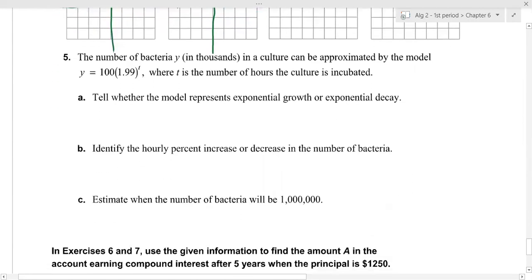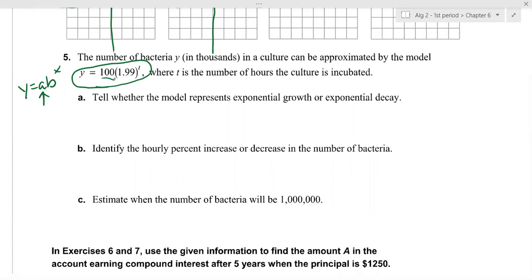Okay, so now you'll have lots of questions like this in your practice. Let's make sure we understand it. What they're doing is they're giving you a model of some sort, and they want you to basically break that down. So according to what we learned in our notes, where we said that this is the equation of an exponential function, A stands for what you start with. So in this case, we're starting with 100, number of bacteria in thousands. So 100,000 bacteria. And then B is going to be our either growth or decay rate.